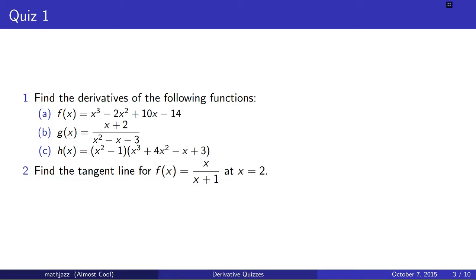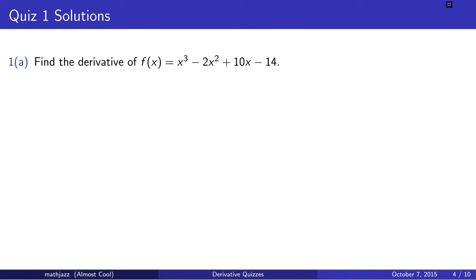Question 2. Find the tangent line for f of x if f of x equals x divided by (x plus 1) at x equals 2. You should pause the video now and work out the solutions to these on your own, because we're moving on to the solutions for questions 1 and 2 now.